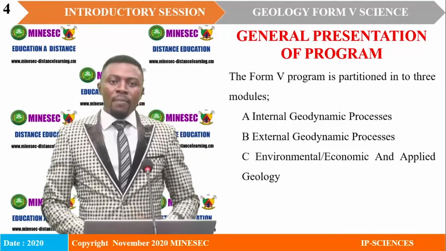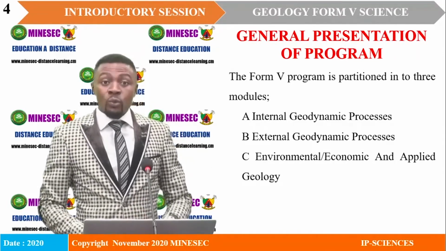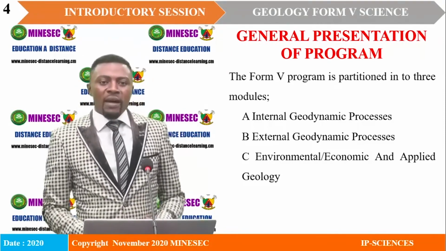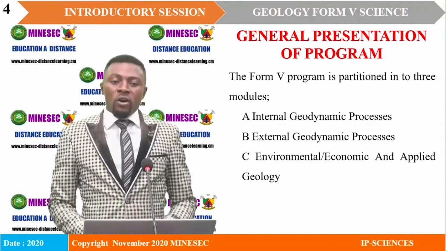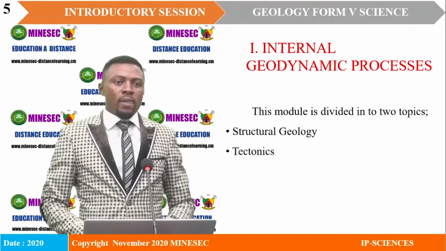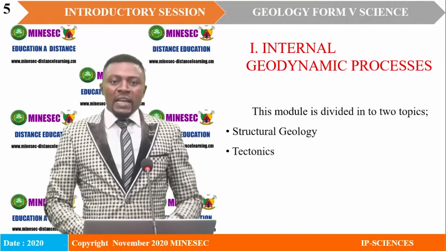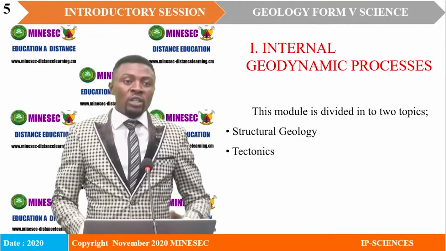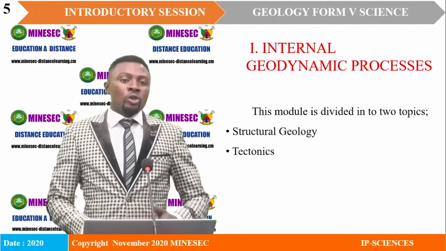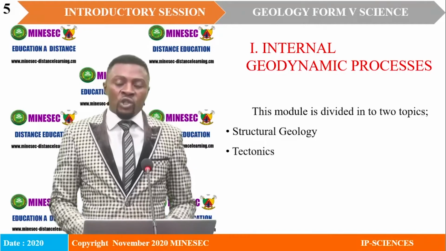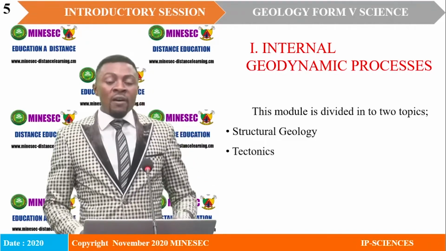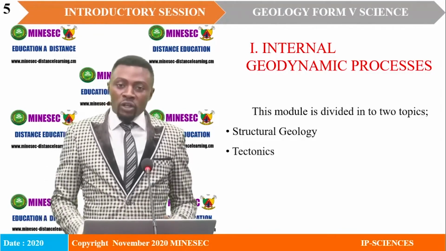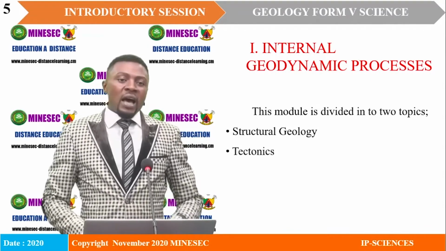The Form 5 program is partitioned into three modules, which are internal geodynamic, external geodynamic, and environmental, economic and applied geology. In internal geodynamic, the module is divided into two topics, which are structural geology, where we shall be examining the geologic structures that are formed as a result of deformation. We also have tectonics, where we shall look at the different theories of tectonics, plate tectonics, sea floor spreading, and isostasy.